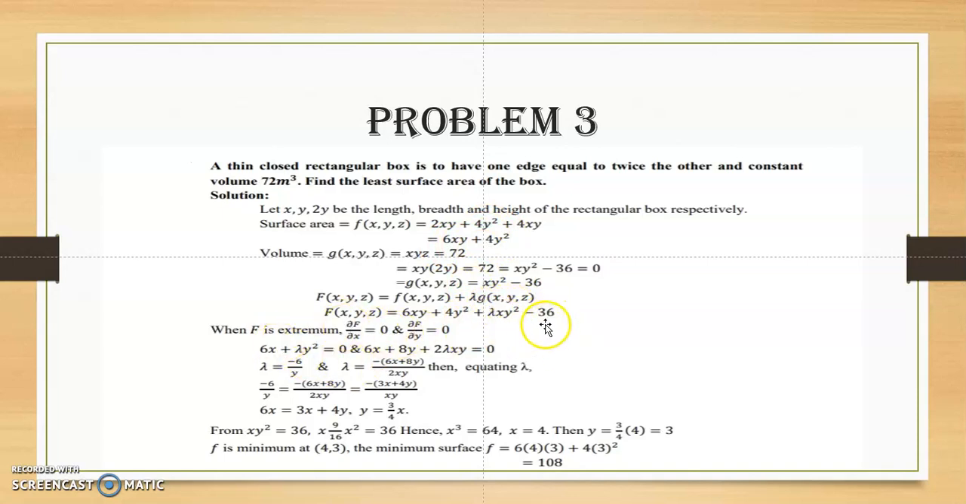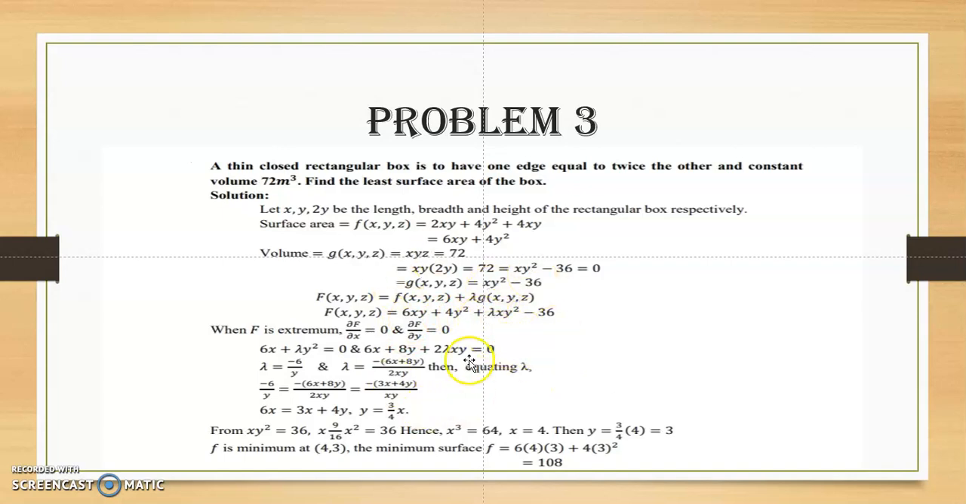Then after writing the auxiliary function, differentiate this function with respect to x. Here we have only two variables, x and y, so no need to differentiate with respect to z. So only differentiate with respect to x and y, so we get the fx and the fy. First, differentiating with respect to x, we get 6y plus lambda y square. That is only with respect to x. Then next, differentiating with respect to y, we get 6x plus 8y plus 2 lambda xy.